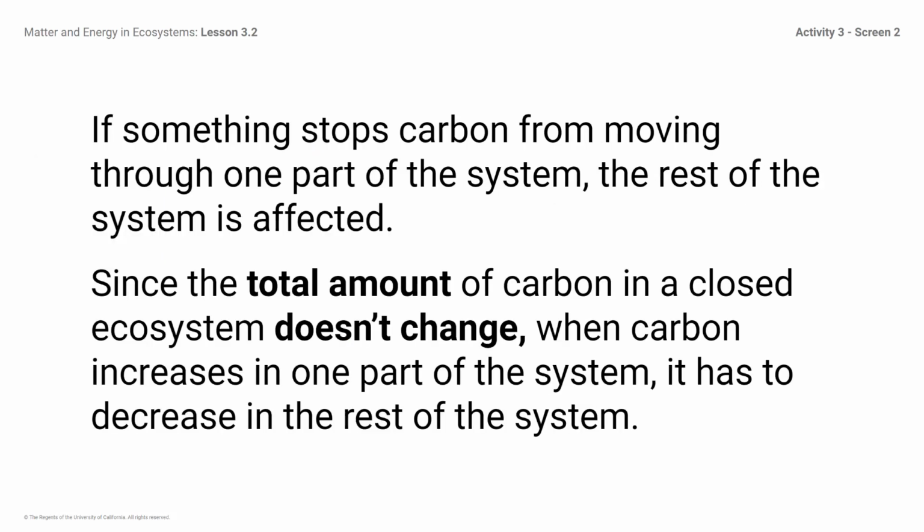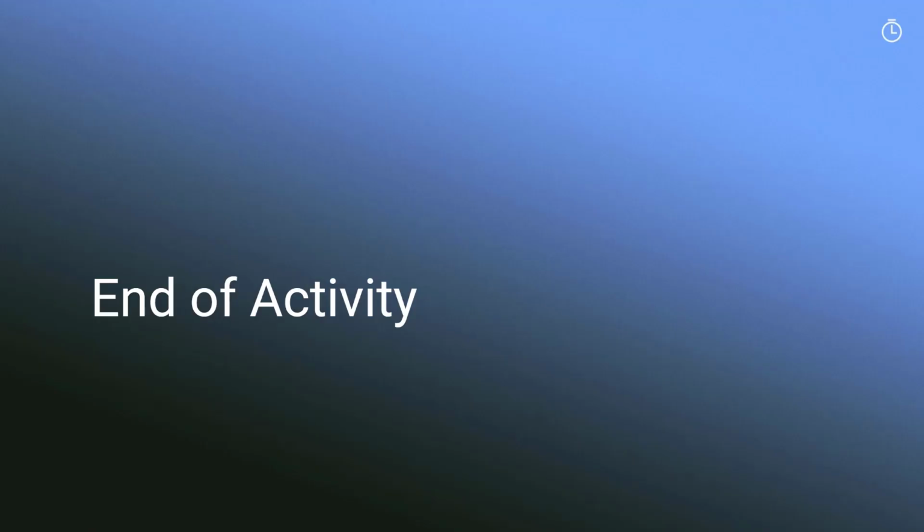If something stops carbon from moving through one part of the system, the rest of the system is affected. Since the total amount of carbon in a closed ecosystem doesn't change, when carbon increases in one part of the system, it has to decrease in the rest of the system. End of activity.